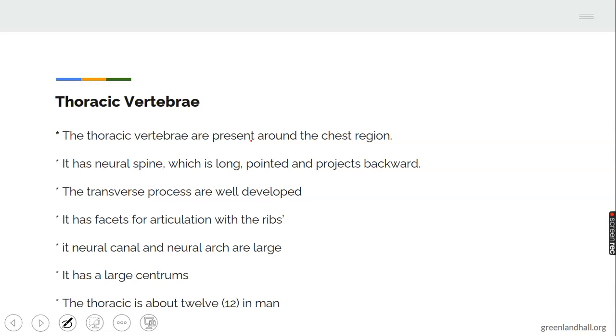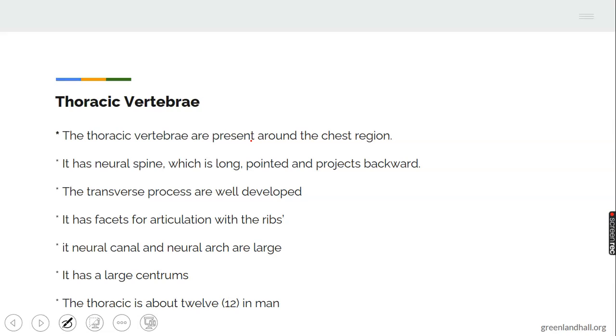Next to the cervical is the thoracic. Where can we get the thoracic? How many are there in man? And what are the functions? What are the features of the thoracic vertebrae?